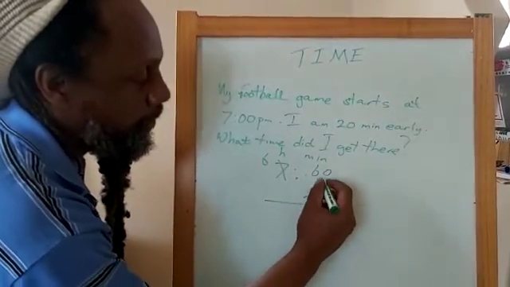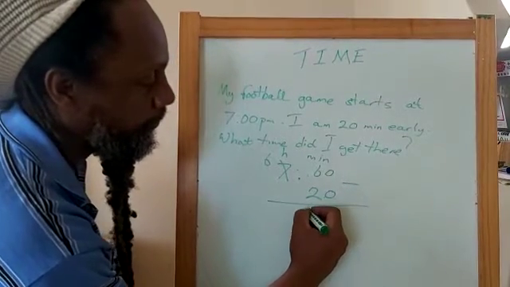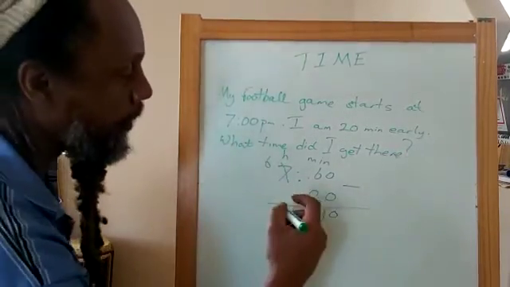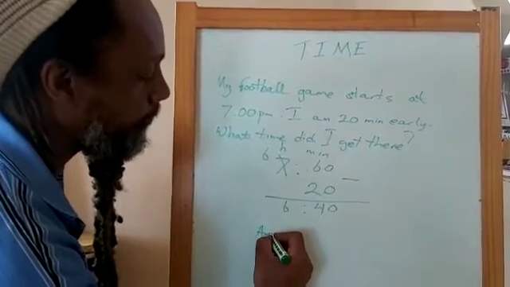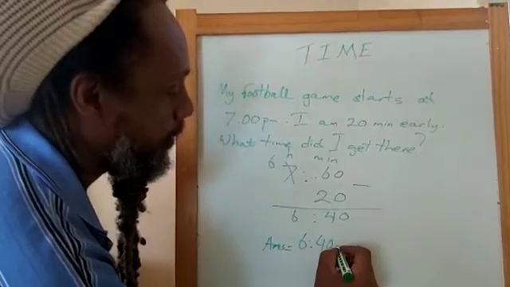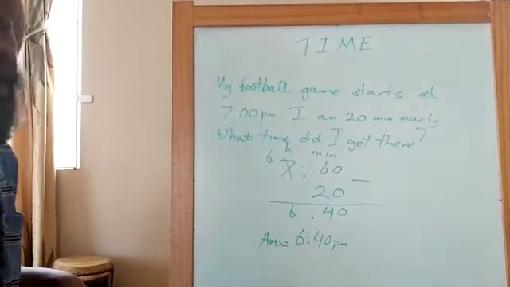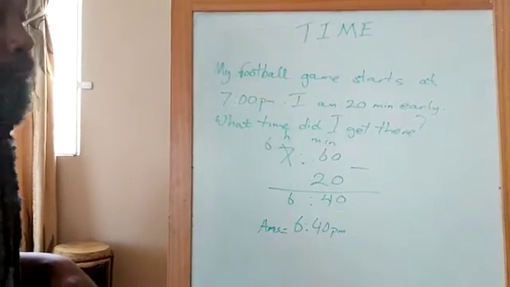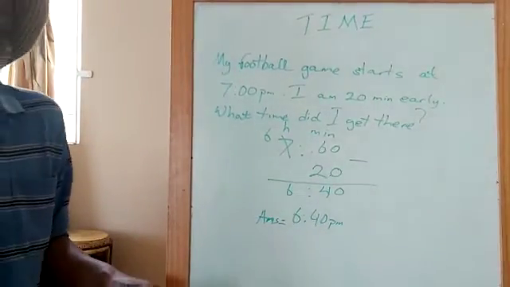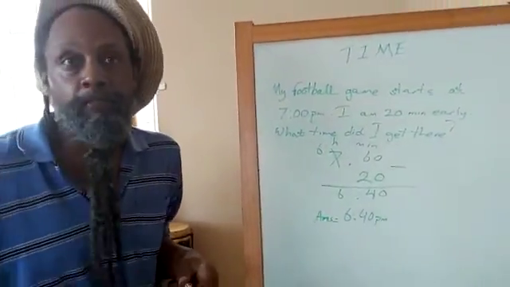0 take away 0, 0. 6, and I'm going to take away 2 from that. That's 4. 6 hours. So I actually got to the game, my answer, at 6:40 p.m. or 20 to 7. That's another lesson. 6:40 p.m. Alright, so that was your final example for sure. And now we can go for the questions.